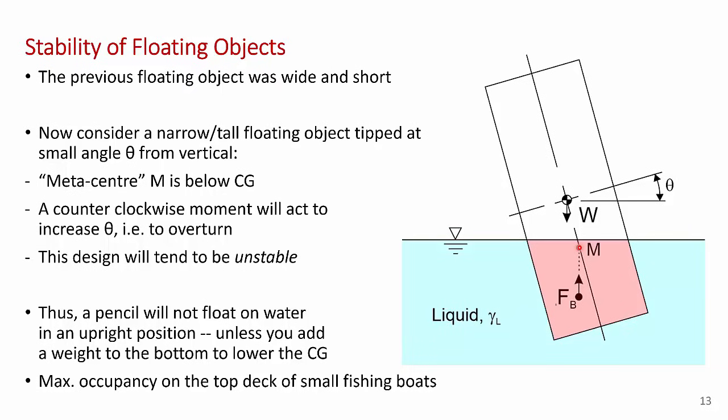And that explains why, for example, you can't take a pencil and try floating a pencil on its end. It'll always want to lie down in the water unless you add some weight to the bottom of the pencil and lower the center of gravity. It also explains why if you're on a small fishing boat and there's an upper deck, there'd be a maximum occupancy on the upper deck. So you don't want everyone running up to the top deck and raising the center of gravity such that your boat becomes unstable and capsizes.